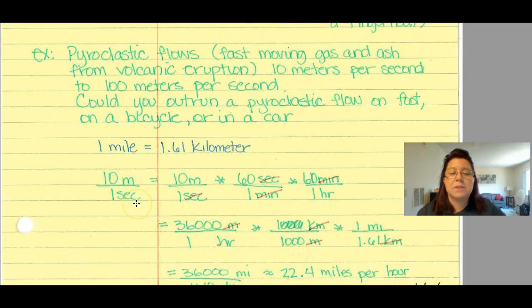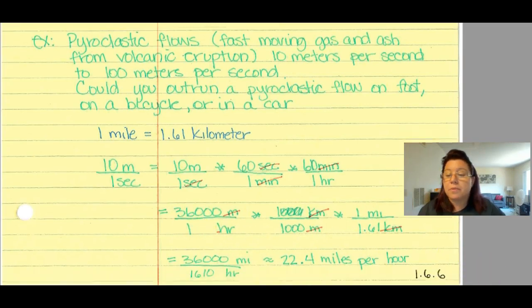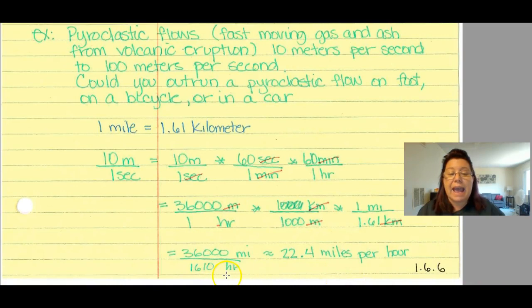So if it is 10 meters per second, let's get rid of the seconds and get that over to an hour. There are 60 seconds in a minute, 60 minutes in an hour. That means we are going 36,000 meters per hour. Now, it's 1 kilometer per 1,000 meters. I'm trying to get rid of the meters. And then one mile is 1.6 kilometers. So the kilometers will cancel out. So I have 36,000 miles per 1,610 hours. That's approximately 22.4 miles per hour.